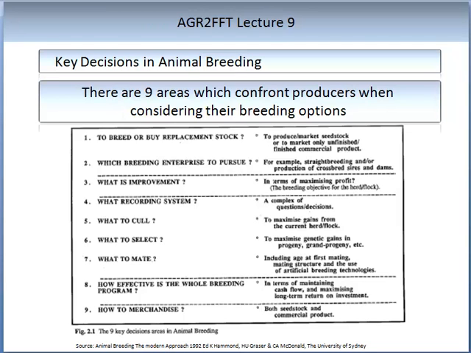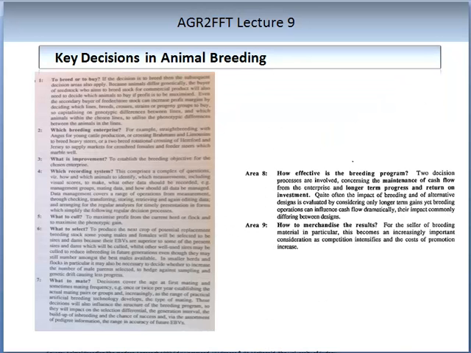These 9 components come from Animal Breeding: the Modern Approach in 1992, edited by K. Hammond. The following are some notes on the key decisions in animal breeding. You may wish to examine the handout notes, as the outcomes of these are clearer on that than they are on the screen. Take some time to read these and review them before continuing the lecture.